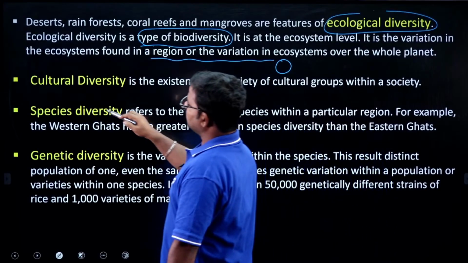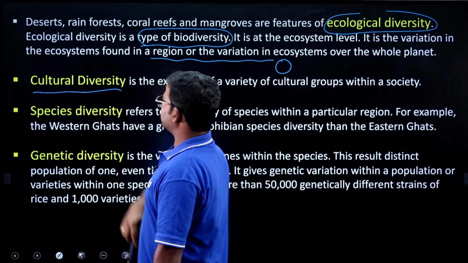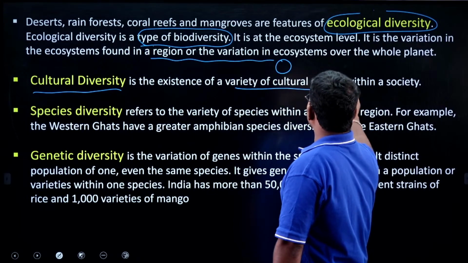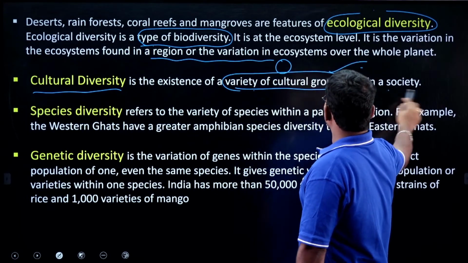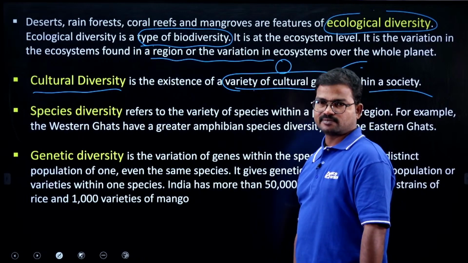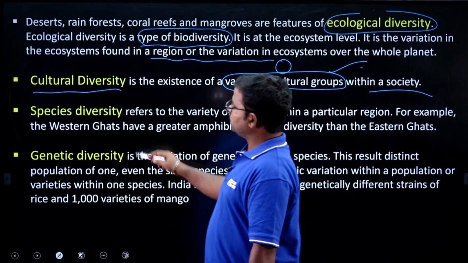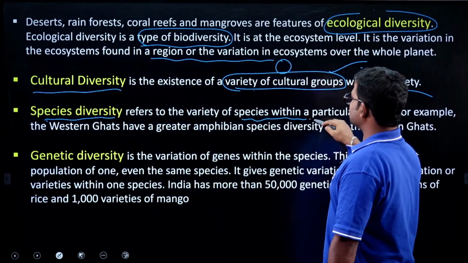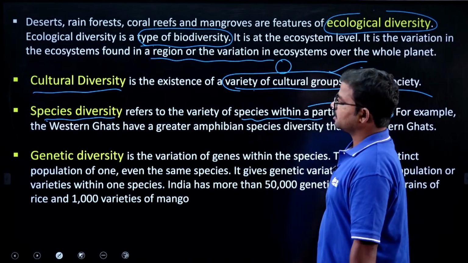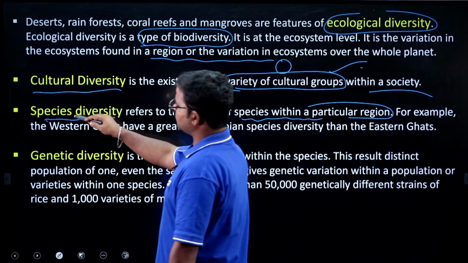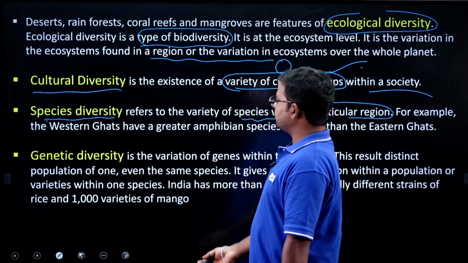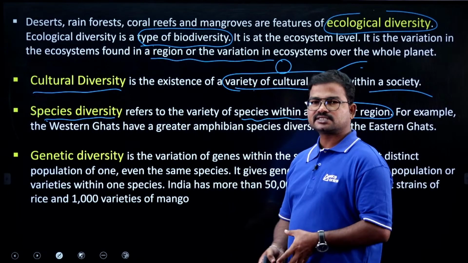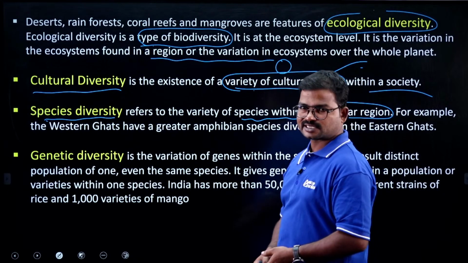Yes, so next one, cultural diversity. What is meant by cultural diversity? It means the existence of a variety of cultural groups within the society. Cultural groups within the society is nothing but cultural diversity. Next, what about species diversity? Species diversity means the various species within a particular region. For example, if you consider the Western Ghats or Eastern Ghats, these are all considered under the category of species diversity.